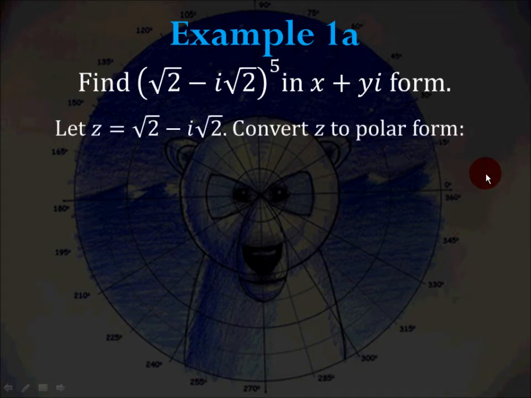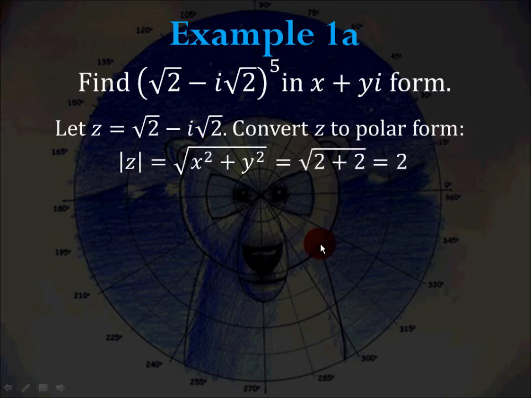Let's call Z radical 2 minus i radical 2. In other words, Z is the quantity that we want to take to the 5th power. So first we have to convert Z to polar form. The absolute value of Z equals the square root of x squared plus y squared. Here our x value is radical 2, and our y value is negative radical 2, because that's the coefficient of i. So radical 2 squared, or x squared, is 2. Negative radical 2, or y squared, is also 2. So the absolute value of Z is 2, which also is known as R.